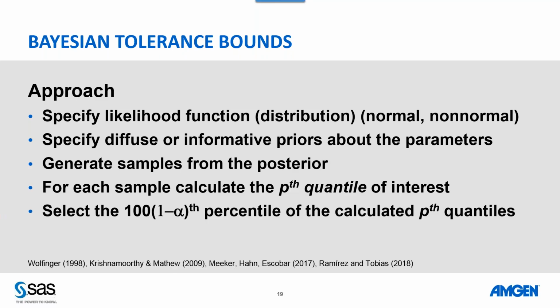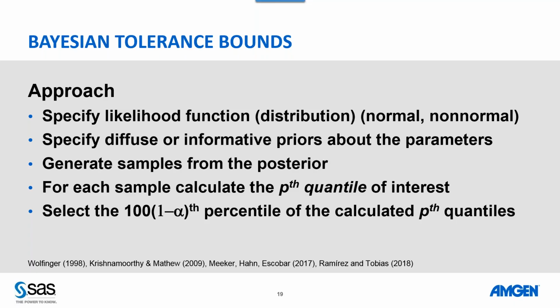And then from that distribution, we're going to select the appropriate percentile. If we want a 95% bound in the quantile, we'll select the 95th percentile. If we want a lower bound, we'll select the 5th percentile to keep 95% to the right. And these ideas were first presented back in 1998. You can believe that is so long ago.